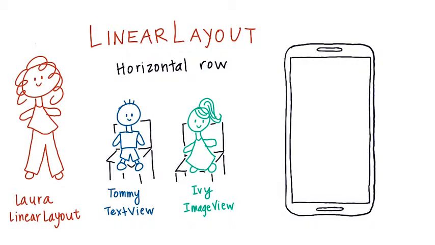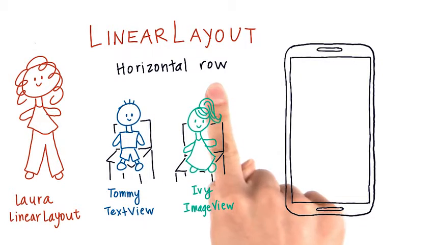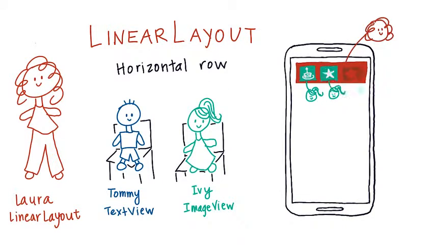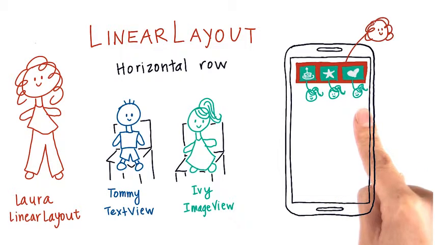Or the linear layout can arrange its children views in a horizontal row, like this. Hey, if you want to say no boys allowed, that's totally fine with me. This is Ivy, Irene, and Isabella.